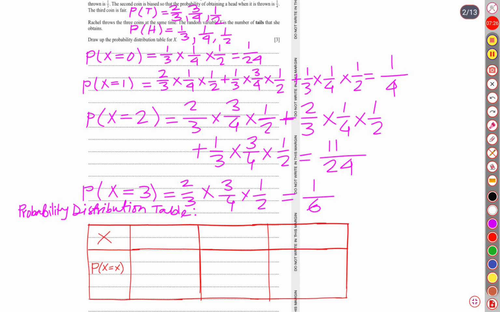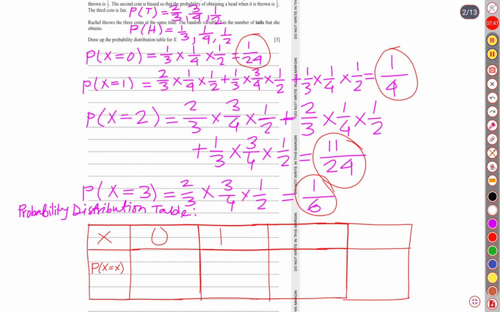This is our probability distribution table. Now we are going to insert the values. The first one is 1/24, the second one is 1/4, the third one is 11 over 24, and 1 over 6. So let them be written when x is 0, 1, 2 and 3. 3 is the maximum number of tails. So the first probability is 1 over 24.